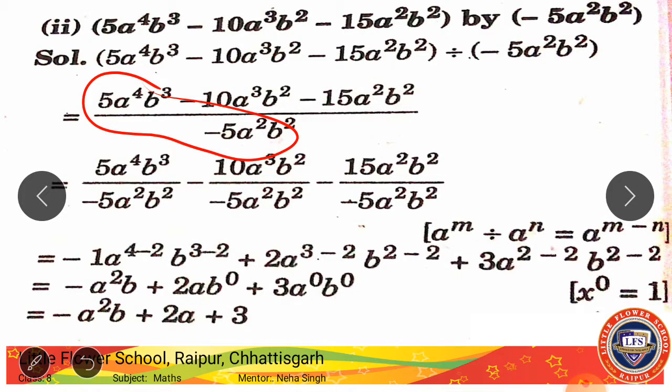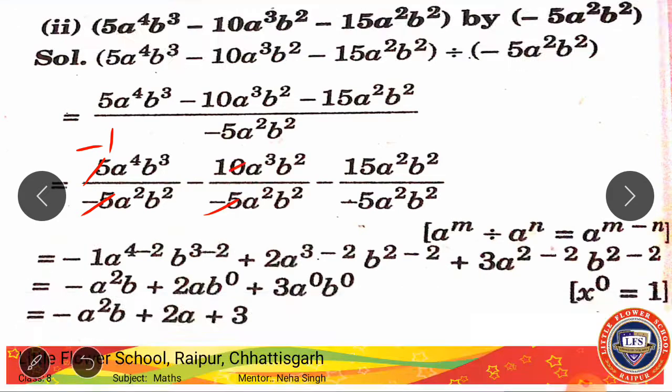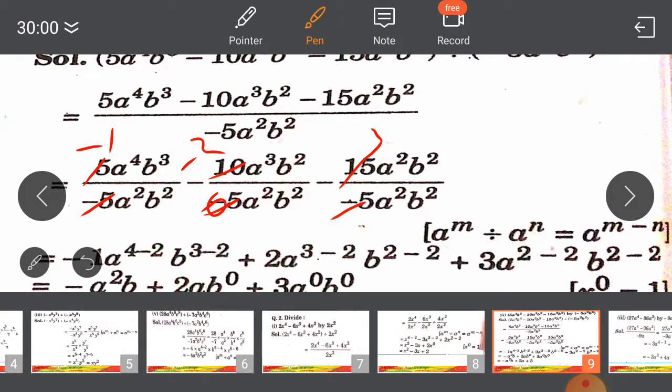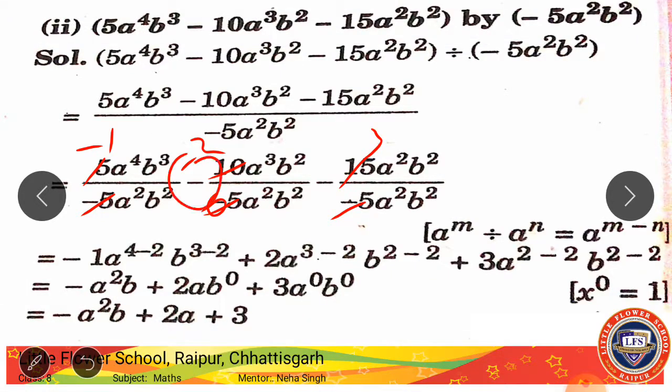You can go through the question. I hope it will be clear. Here 5 and 5 are getting cancelled, minus 1 is left with this minus sign. Here 2 is left with this minus sign. Here 3 is left with this minus sign. So now the minus will come here. This minus and this minus will become plus. This minus and this minus will again become plus. And then we will use the property. Right? So like this we can solve the second question.